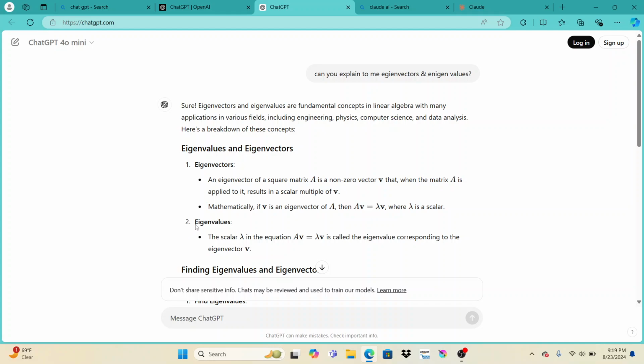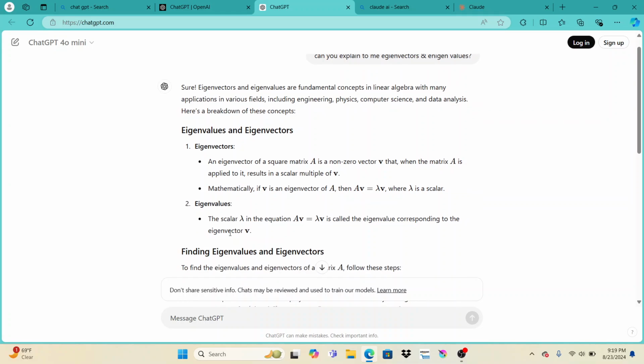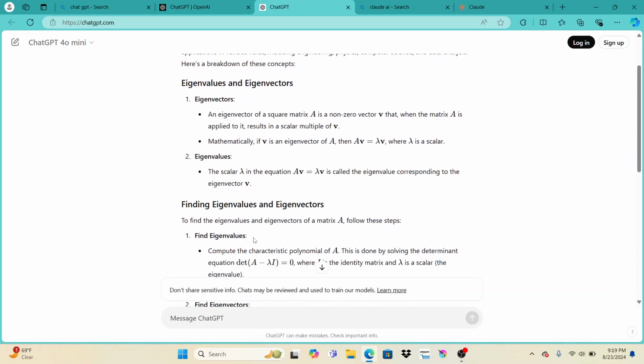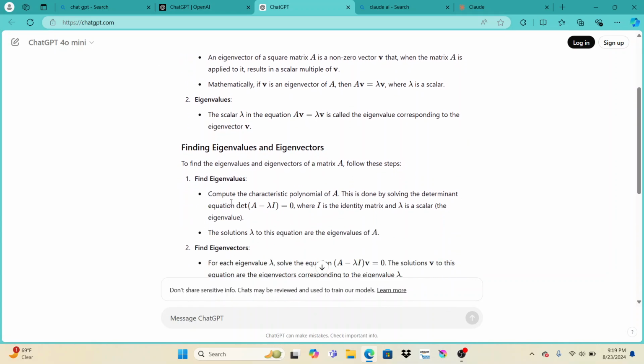This is great, but it doesn't really mean I understand it, because they said an eigenvector of a square matrix is a non-zero vector that when a matrix A is applied to it results in a scalar multiple of V. Well, that's just fancy talk, but I still have no idea what that means. They give us some equation here, and then they explain how to find it, but I still don't know what it means.